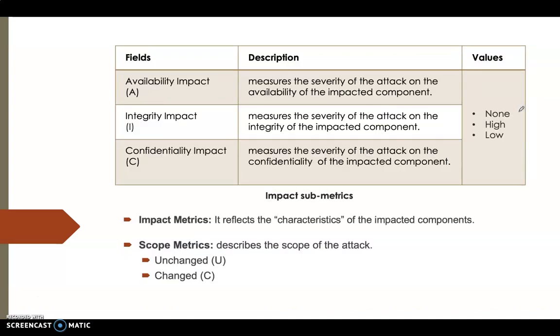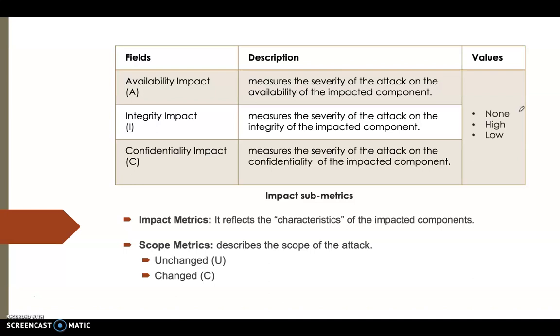Now let's talk about the impact metric. It reflects the characteristics of the impact components. It again takes three fields: availability, integrity, and confidentiality. And all of these fields take the same values: none, high, low. Here again, if the value is none, that means none of the component was impacted. If it's high, then severity was high here.